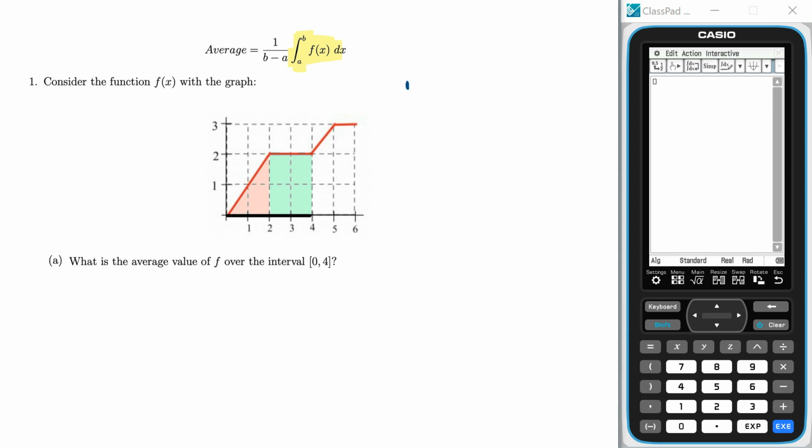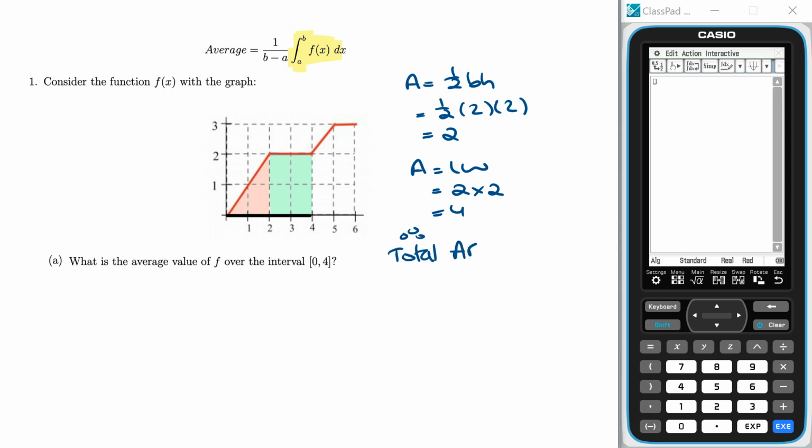The area of the triangle is found by the rule half times base times height. And so this is going to be a half times the base, which is going to be 2, and the height, which is also going to be 2. And so this is just going to equal 2. The area of the rectangle is found by length times its width. And so this is going to be 2 times 2, which is equal to 4. And so the total area is going to be 4 plus 2, which is equal to 6.